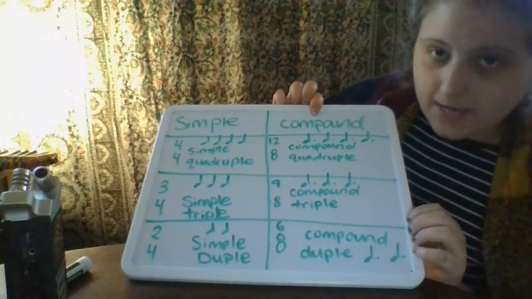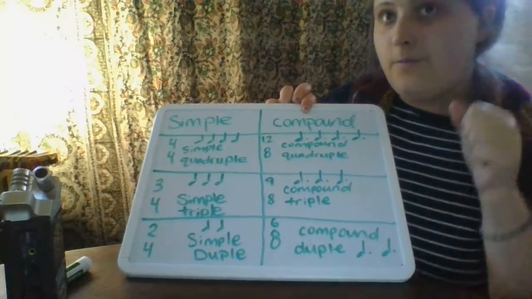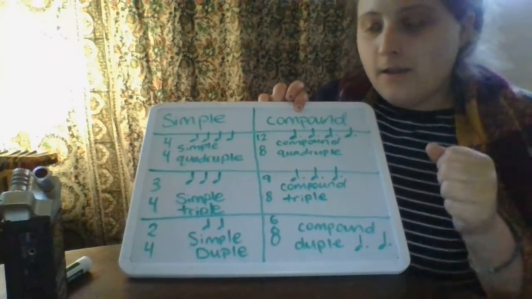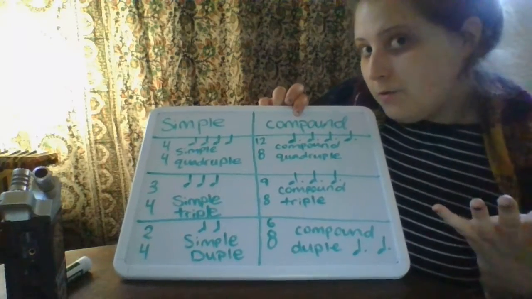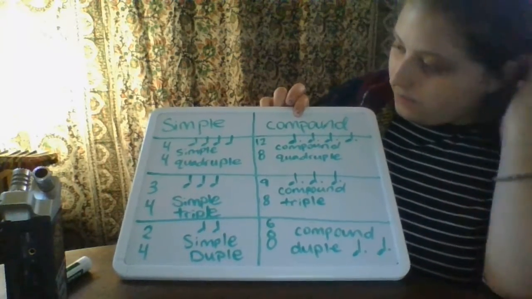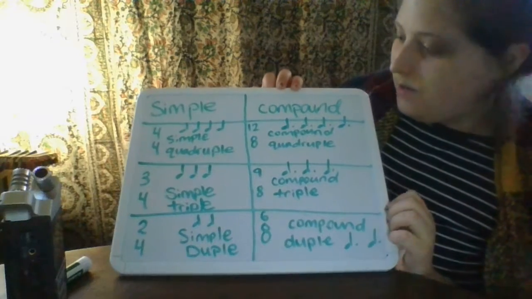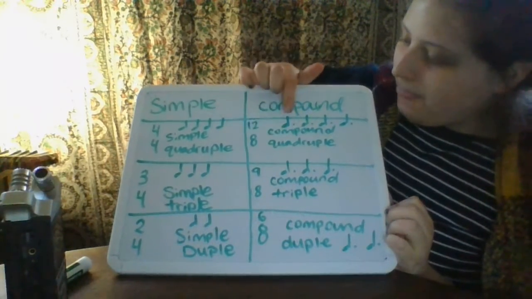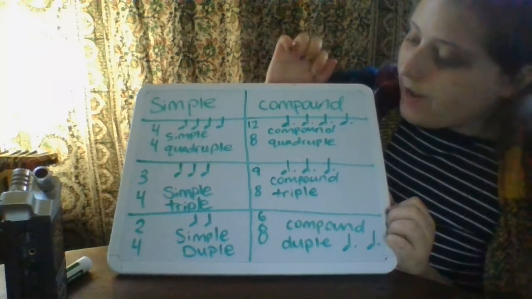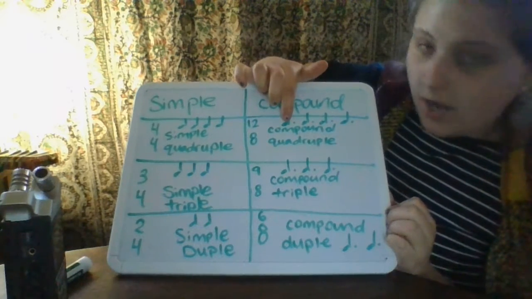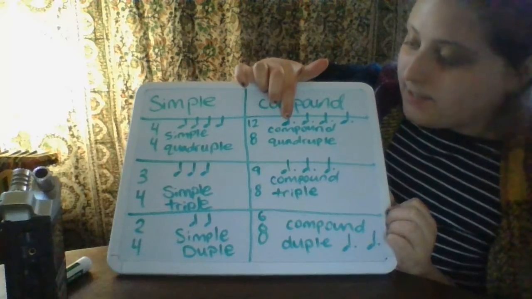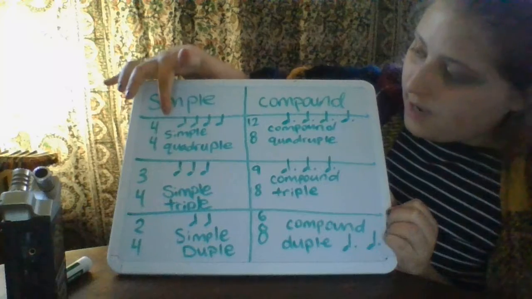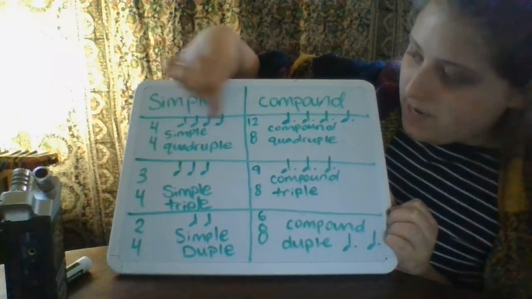Now, with compound time, we split that beat, the beat unit that we're grouping and feeling it by, into 3 instead of 2. That's the only difference. And the other thing that I noticed is that we call the grouping quadruple here, referring to these dotted quarters, which represent the full group of 3 eighth notes. Whereas in simple time, we're grouping it by the beat itself.